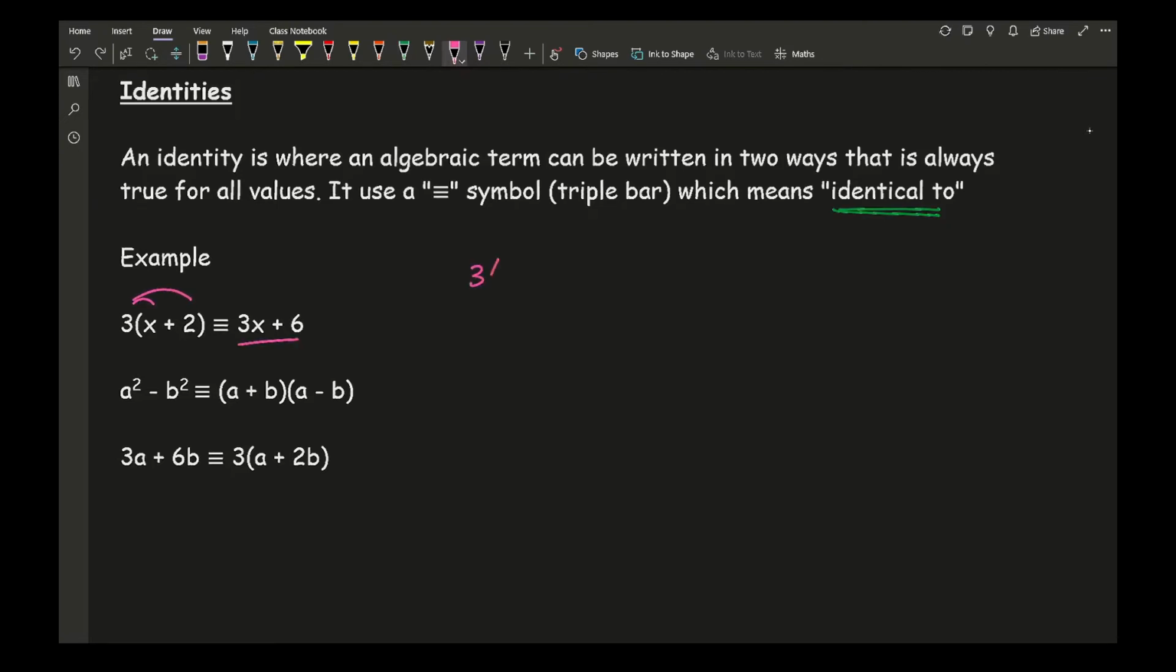Now if I start off with 3(x + 2) and I let x equal, let's say, 4, then I'd end up with 3 times (4 + 2), which is 3 times 6, which is 18. Now if I took the other side, 3x + 6, and again I let x equal 4, so here I'm going to have 3 times 4 plus 6, which is 12 plus 6, which equals 18.